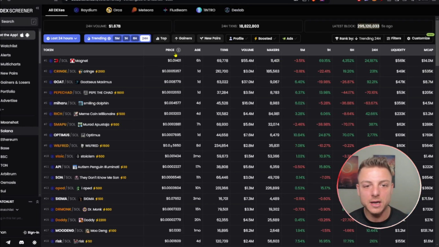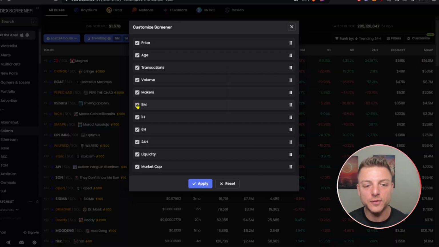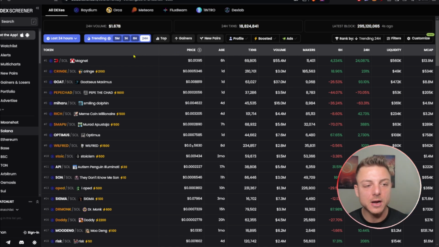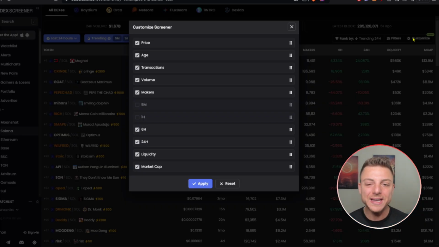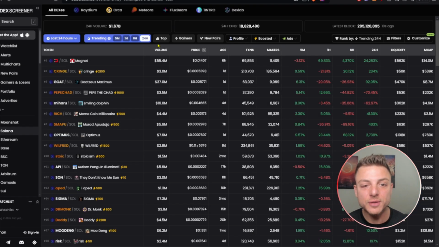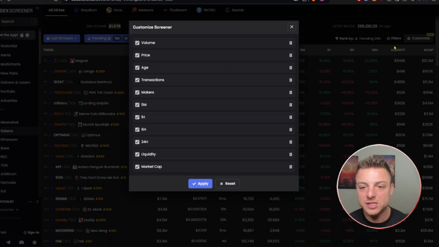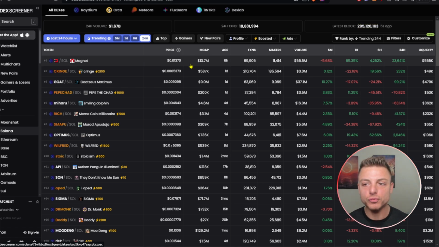So basically this screen right here, we've got price, age, transactions, volumes, and more. You can customize it here. So if you're not interested in the 5-minute or 1 hour overall percentage, you can hit apply and see now it's gone. So you can customize this initial screen to your exact liking. You can also move it around. So say you want the volume to be number one, you can drag this to the top. Then volume becomes the first column right here. So you can change it up. Maybe you want market cap right next to price, because price and market cap are two really important features. So we can do that right now. We'll get rid of volume. And here I've now got the price and the market cap right next to each other.